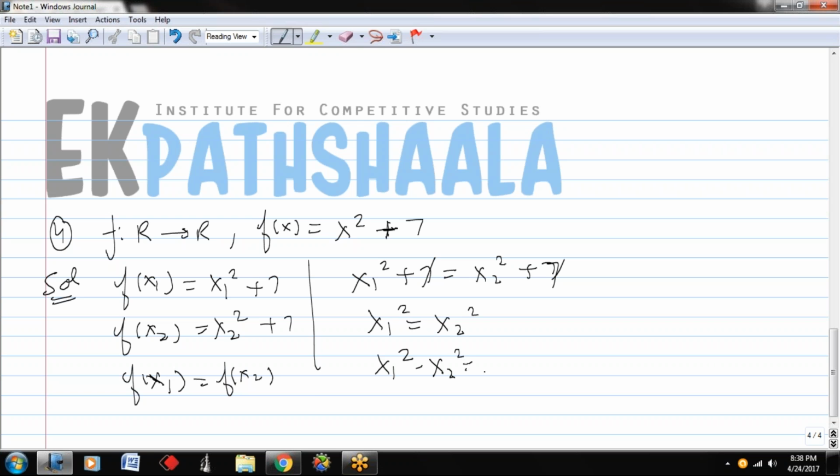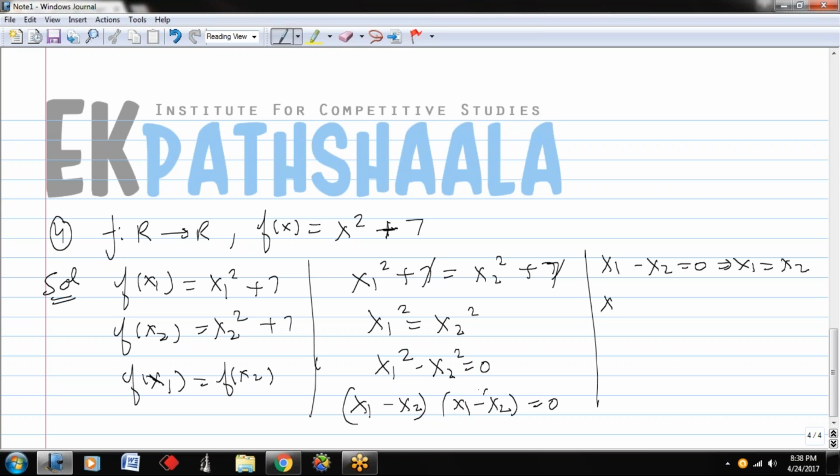If I take it to this side, what is the formula for a square minus b square? a plus b into a minus b. Speak out the formulas for me. Now, if I take x1 minus x2 equal to 0, this will give me x1 equal to x2. Whereas if I take x1 plus x2 equal to 0, this will give me x1 equal to minus x2. So this is generating the condition, whereas this is not generating the condition. Yes or no? Therefore, it is not a 1-1 function.